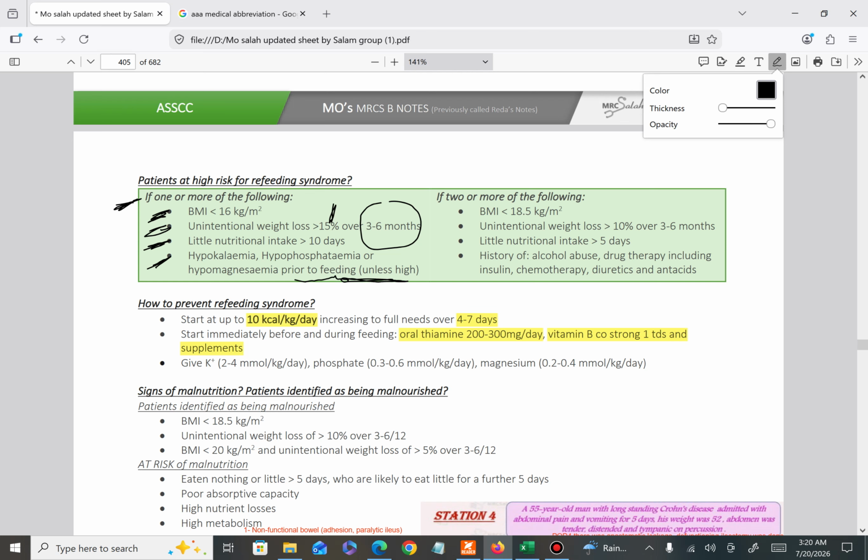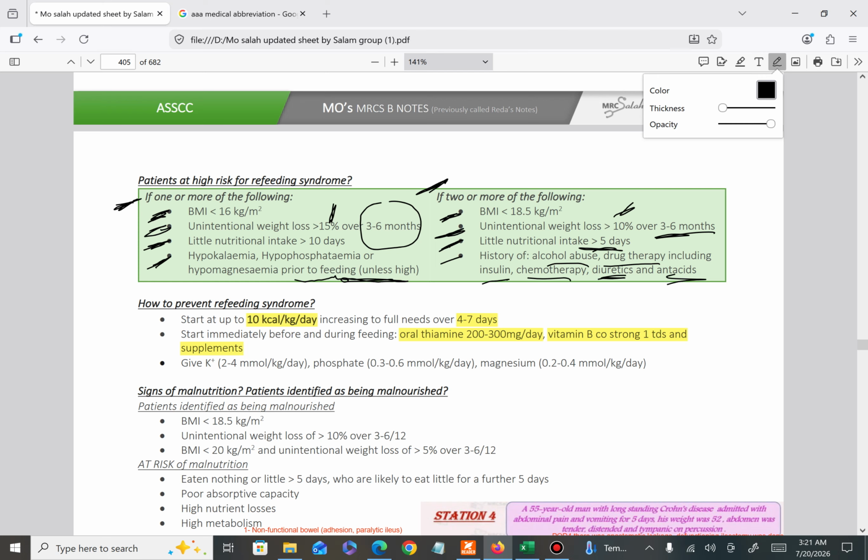Then the second criteria, if two or more of the following are present, then the patient will be at high risk for refeeding syndrome: BMI less than 18.5 kilogram per meter square, unintentional weight loss more than 10% over 3 to 6 months, little nutritional intake for more than 5 days, and history of alcohol abuse, drug therapy including insulin, chemotherapy, diuretics and antacids.